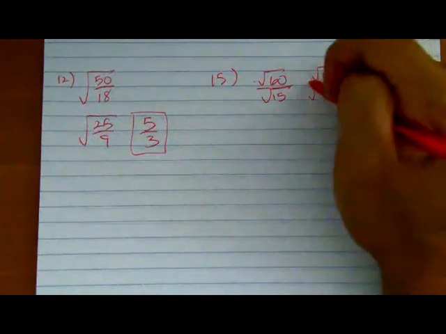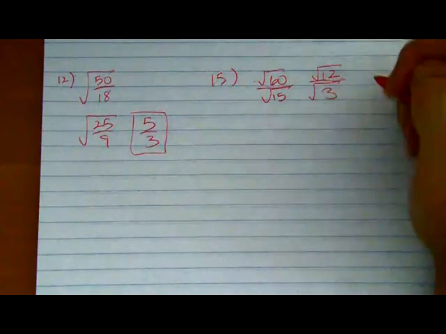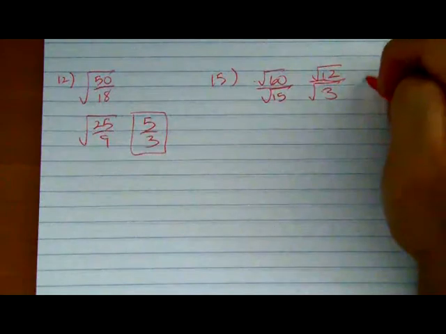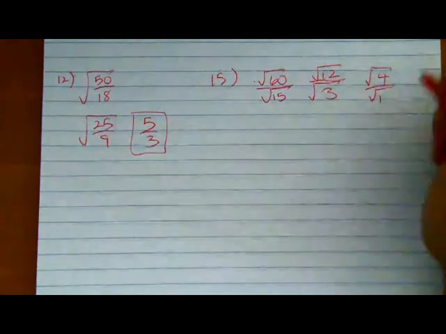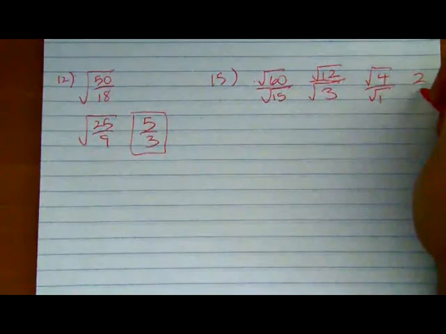Oh, this can be simplified further. Both numbers can be divided by 3. So square root of 4 over square root of 1, which is 2 over 1, or just 2.